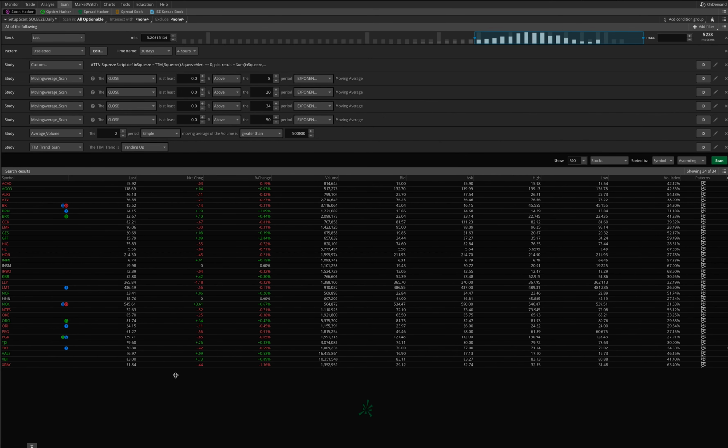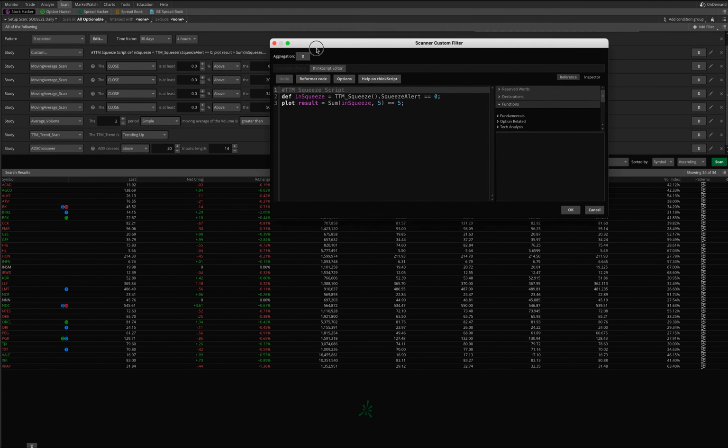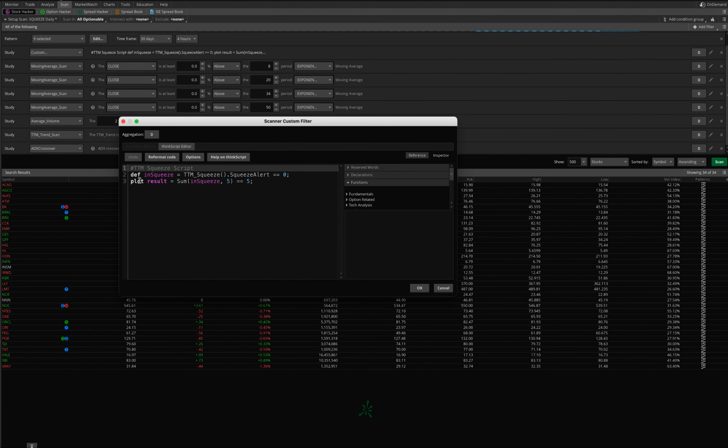Feel free to play around with TTM Squeeze with your own favorite scanning parameters, but this is one that's working for me. Using TD Ameritrade's Thinkorswim, the way that you set up the TTM Squeeze scan for scanning and finding stocks that are in a squeeze is by going up to Add a Filter and then selecting Study. And then in the study, you'll want to go down and hit Custom. And in Custom, you'll want to type in the following code here. So this might be a good place to pause the video, but yeah, basically you type in this code.